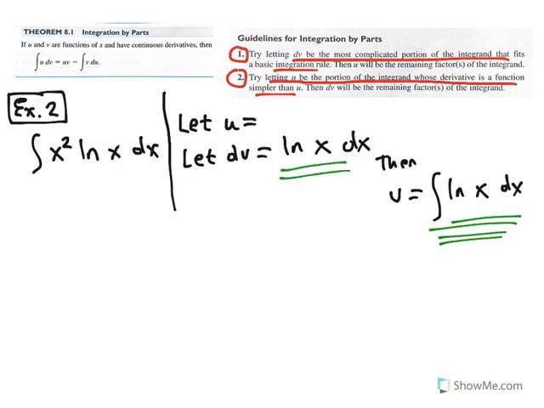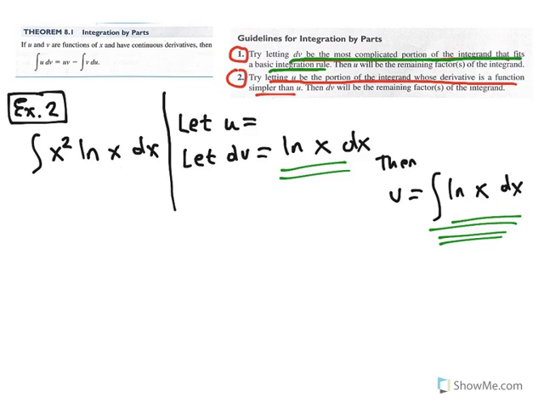Because remember, look at guideline 1. Try letting dv be the most complicated portion of the integrand that fits a basic integration rule. We don't have a basic integration rule for natural log of x. In fact, we can use integration by parts to find an integration rule for natural log of x, and that will be in lesson 2. But we don't have a basic integration rule for natural log of x. So this is a poor choice for dv.